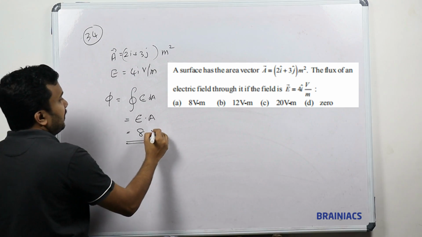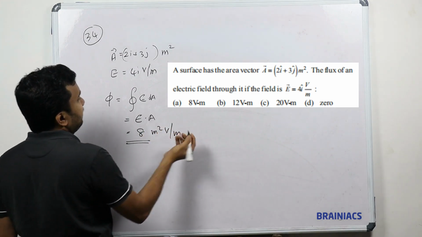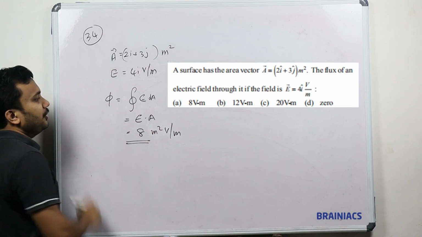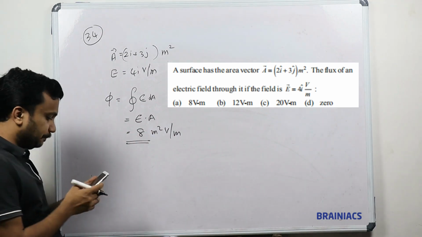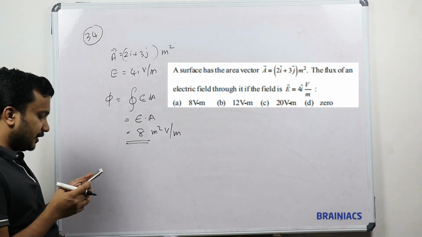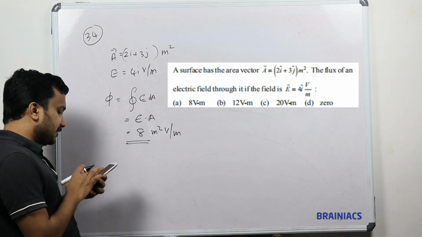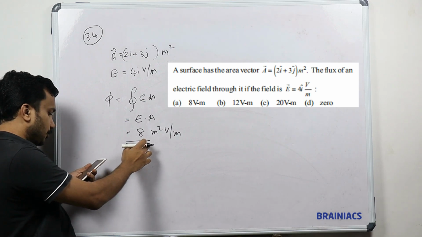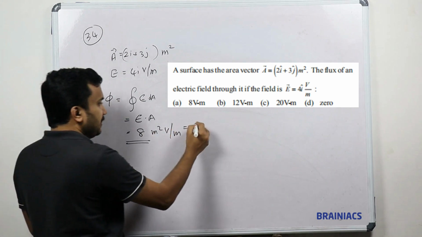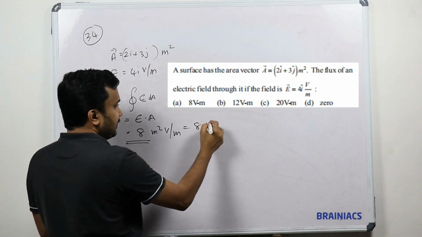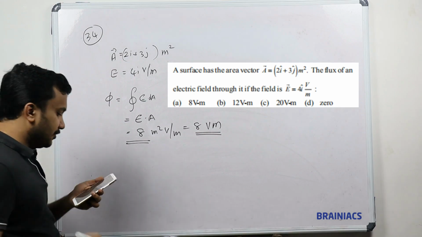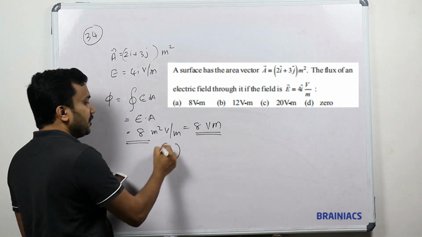So 8 meter square into volt per meter. This is the unit of this one. If you multiply these two, we will get the unit of flux. But the answer here is 8. So the flux of an electric field through the surface is equal to 8. Our unit is meter square volt per meter. This means meter square and meter cancel. 8 volt meter is the correct answer, and which matches with option A.